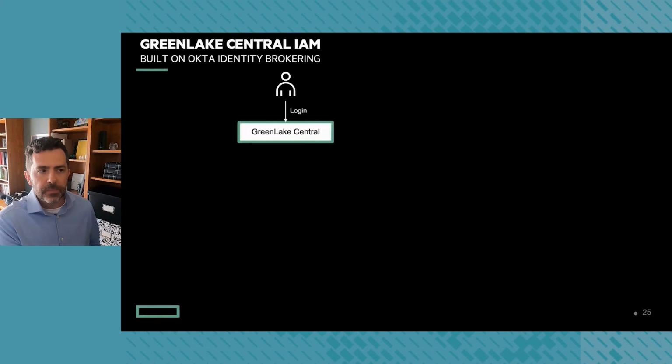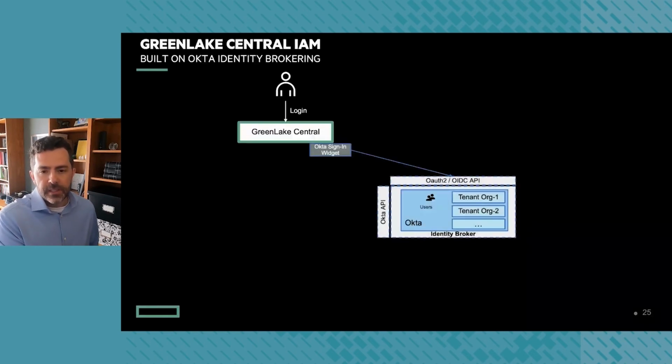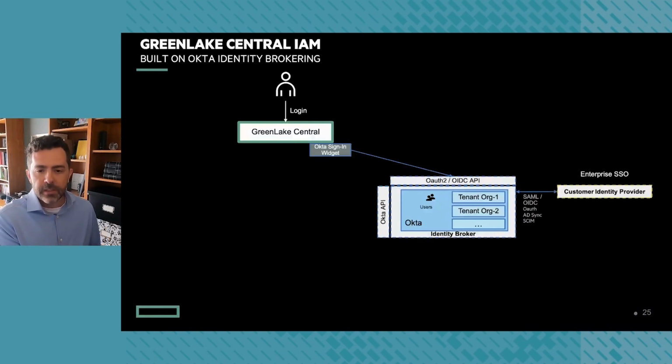So to start with, our users sign into HPE GreenLake. This leverages the Okta sign-in widget to log in the user. The sign-in widget uses OIDC compliant APIs to the Okta backend. Users are logged in based on their email addresses and redirected to the correct tenant org for authentication. Okta Identity Brokering directs the user on to the customer's optional identity provider so that if they want to use their own enterprise provider, they can. And this is all supported via a number of protocols.